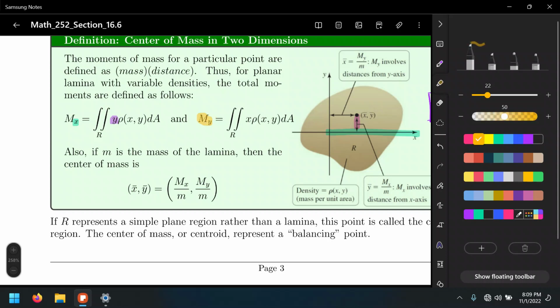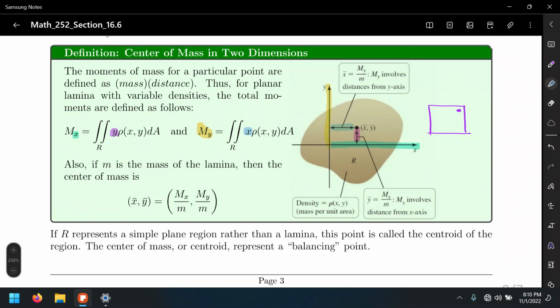the moment about y involves a horizontal distance. No wonder we have this x multiplying the density function. All right. So just be careful with the variables when setting this up.